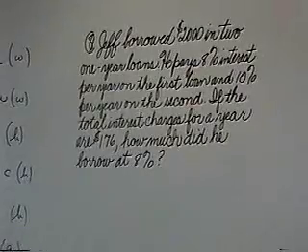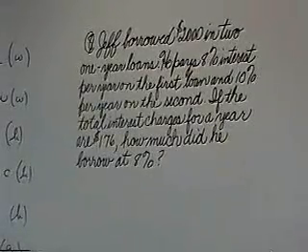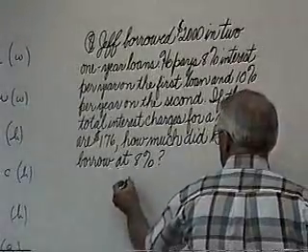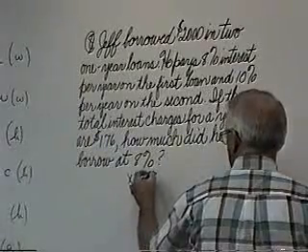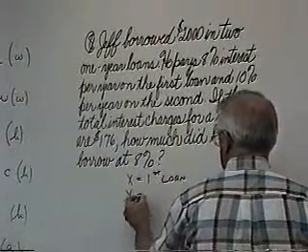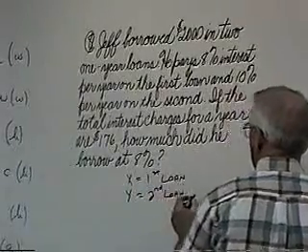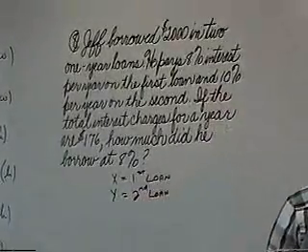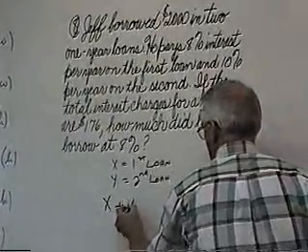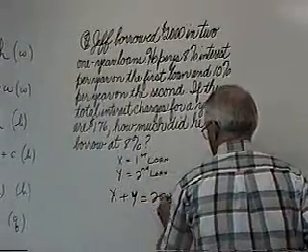All right, problem number 8. Jeff borrowed $2,000 in 2 one-year loans. Okay, so he's got 2 loans. So we're going to let X be the first loan and Y be the second loan. So that tells us what? X plus Y is equal to 2,000.